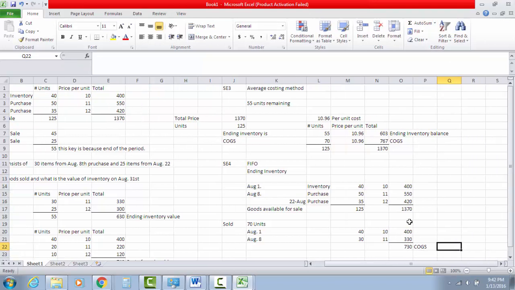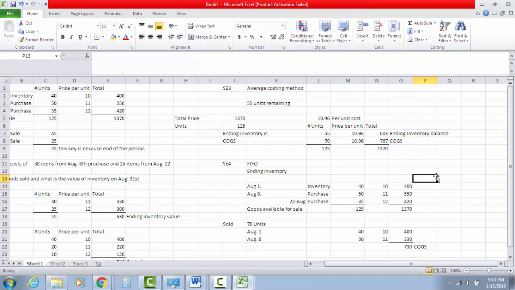And where did we get that? We got that from first in, first out. So the August, you basically go down. August 1st, sold. August 8th, depending on the number, could be sold. In this case, it's partially sold. And then we have this. So what do we do here?